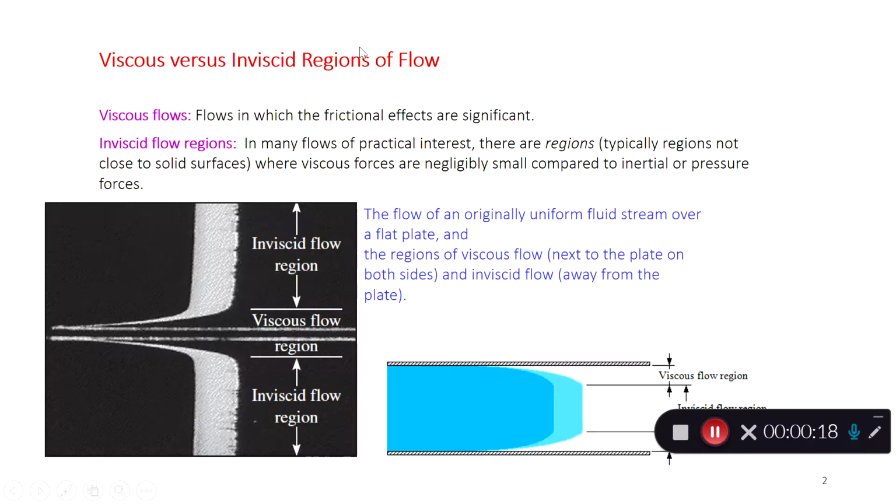The first classification is viscous and inviscid regions. In a flow, you can have a viscous region. Of course, the viscous region is where the viscosity of the fluid is considered in the flow, and the inviscid region is where the viscosity has no effect on the flow.